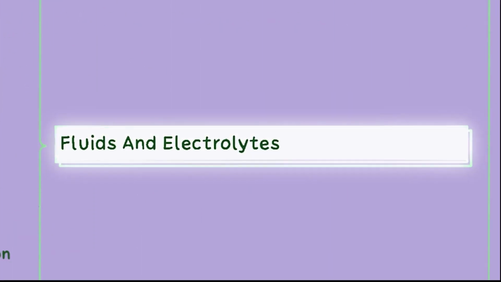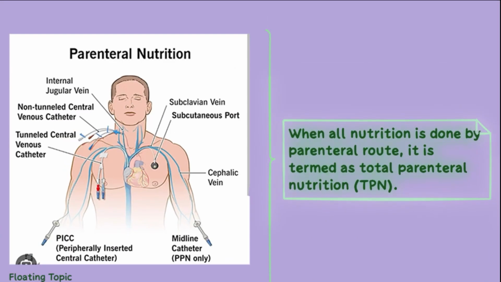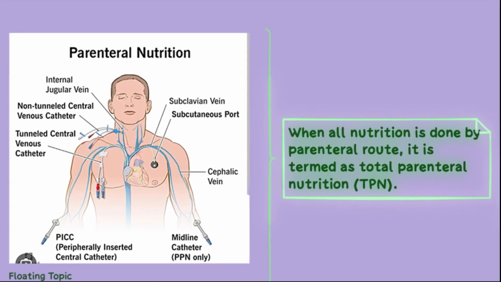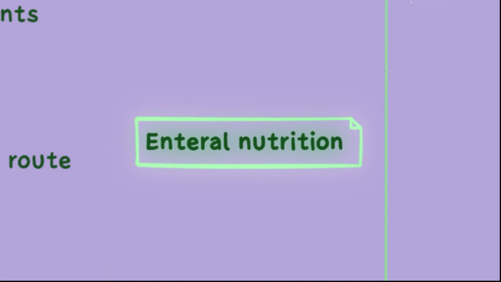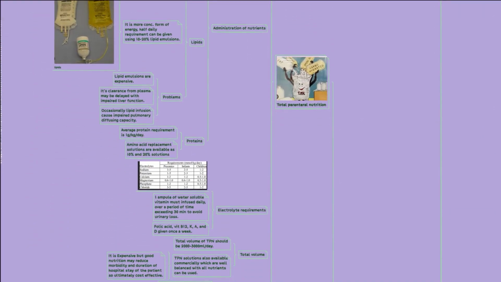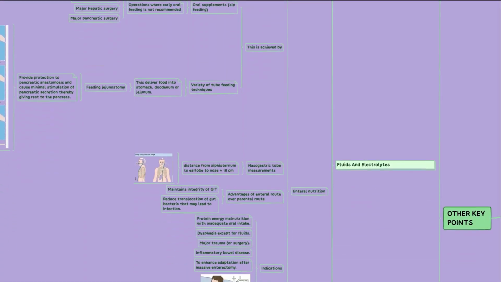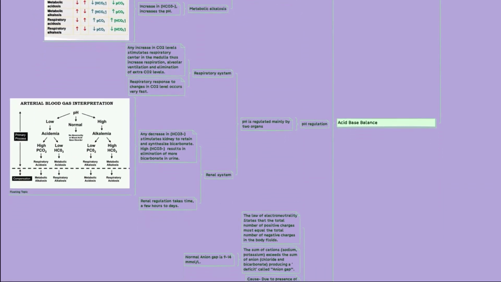Another important aspect is fluid and electrolyte imbalance, which is a common observation in patients of shock. To restore this imbalance, total parenteral nutrition (TPN) or enteral nutrition is used, depending on the state of the patient. Further information about both is mentioned in the mind map, and you can revise it quickly along with going over a few important points on anion gap. With this, we come to the end of this video discussion.